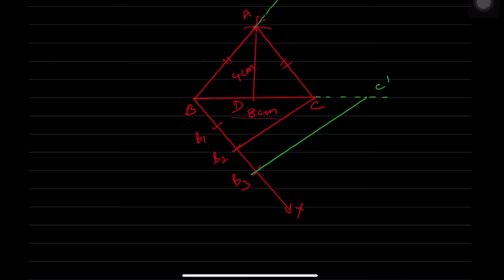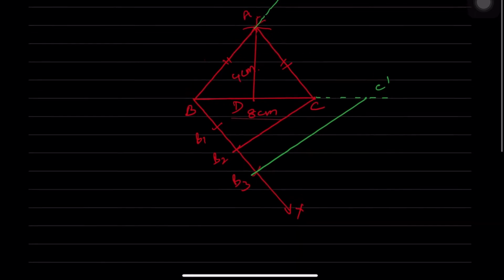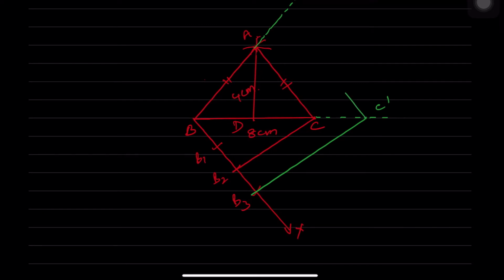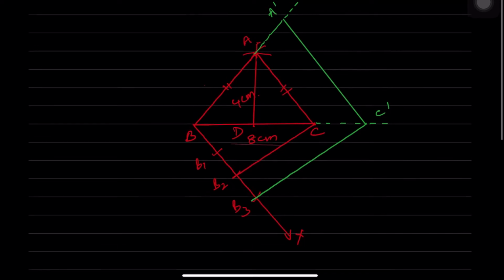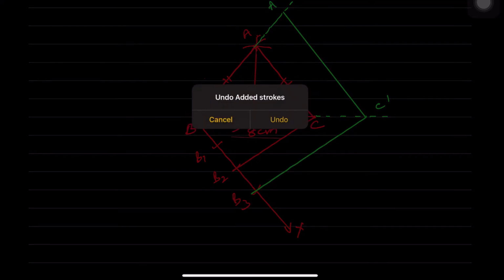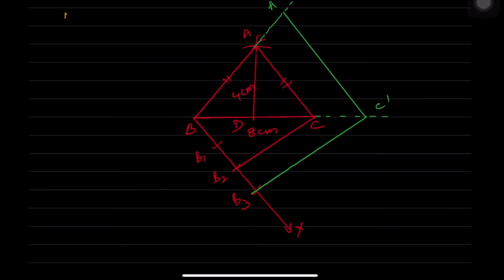Then we draw a line parallel to AC, such that we get it as C dash A dash. Now A dash B C dash is the required triangle. So now we justify.